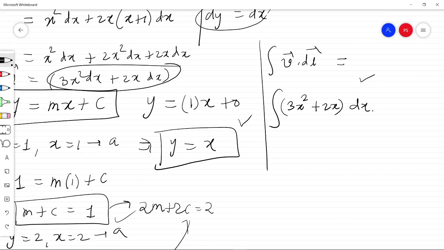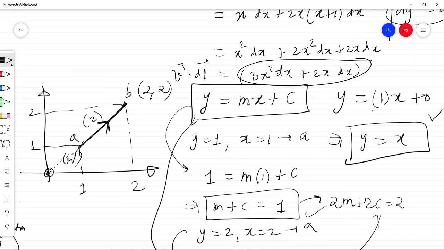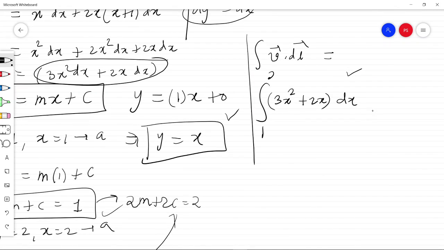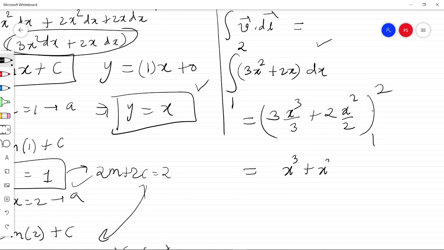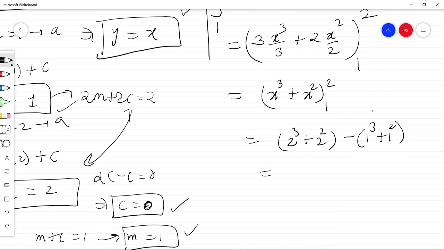And further, we see that when we move from point A to B, the value of x changes from 1 to 2. So the lower limit here is 1 and the upper limit is 2. This is equal to 3 times x squared integrated, which gives x cubed by 3, plus 2 times x integrated, which gives x squared by 2, between the lower and upper limits as required. So this is just x cubed plus x squared between 1 and 2. So 2 cubed plus 2 squared minus 1 cubed plus 1 squared. That is just 8 plus 4 minus 1 plus 1, which is again 10.